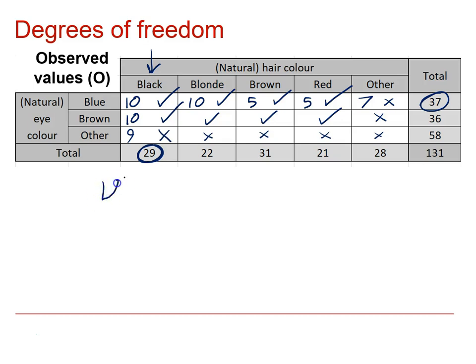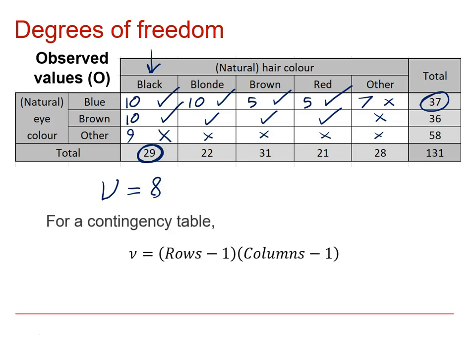Here, nu is equal to 8. So for a contingency table, the value of nu, the degrees of freedom, is the product of the rows minus 1 times the columns minus 1.